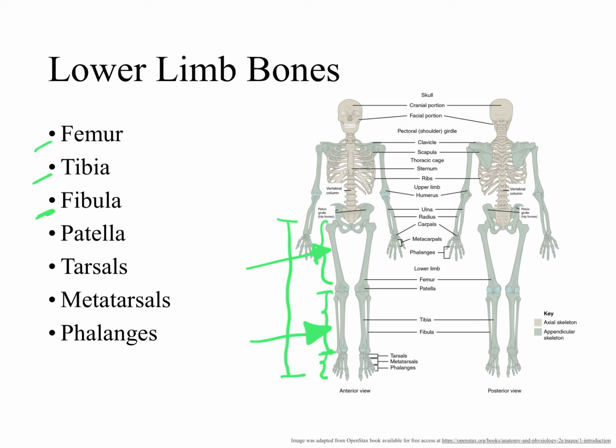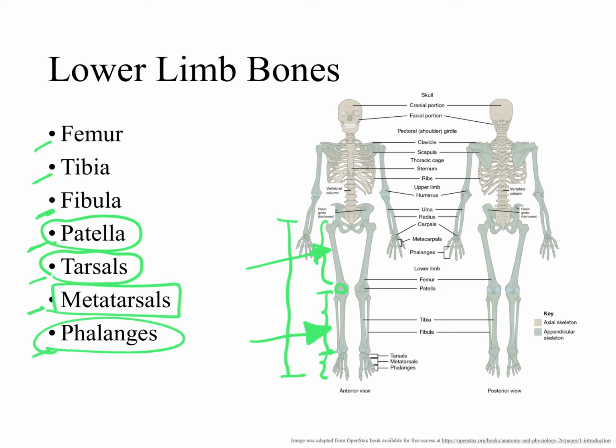In the anterior aspect of the knee, we have the patella, which is the largest sesamoid bone in our body. When we look at the foot, we see 7 tarsal bones, we see 5 metatarsal bones, and we see 14 phalanges. The femur, tibia, fibula, metatarsals, and phalanges are all bones that are longer than wider. Consequently, they are all long bones.